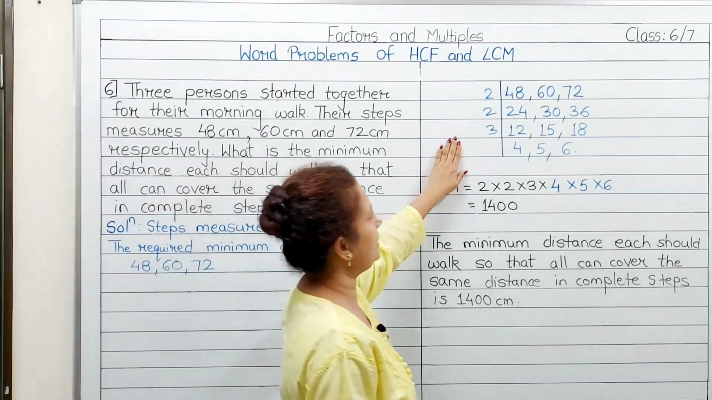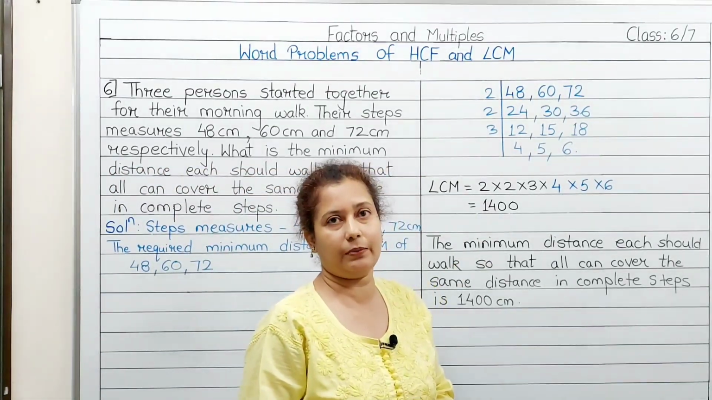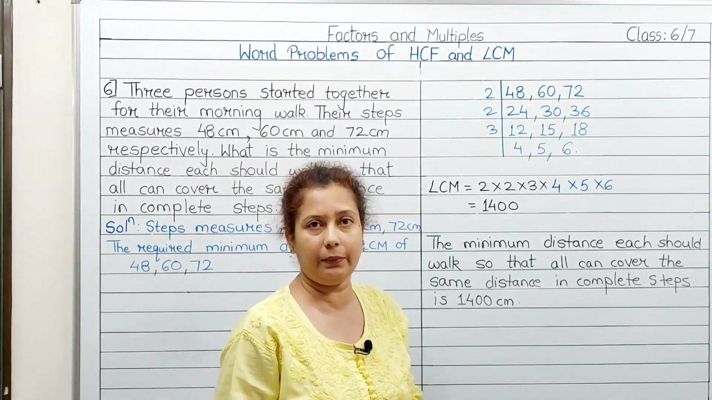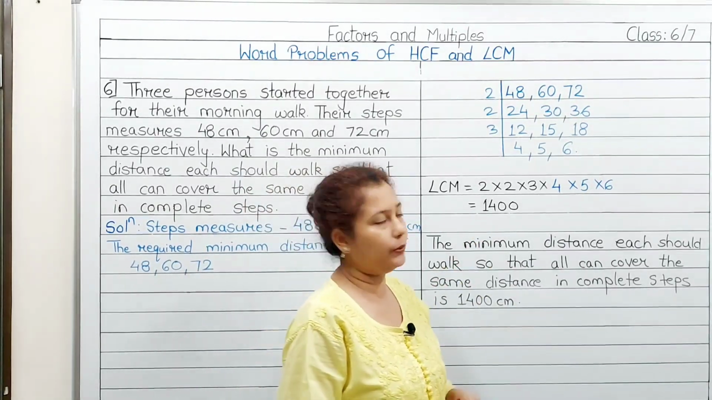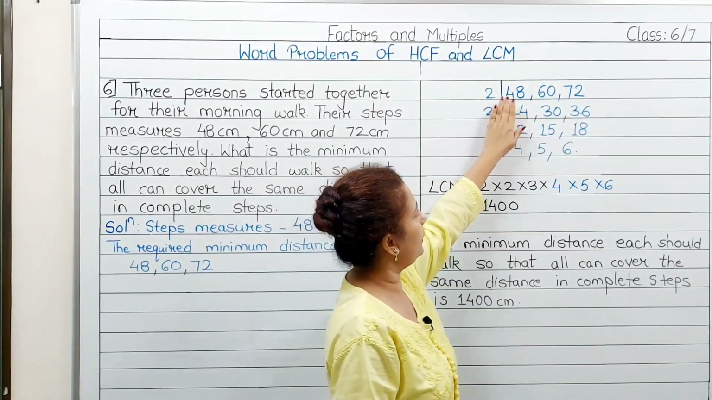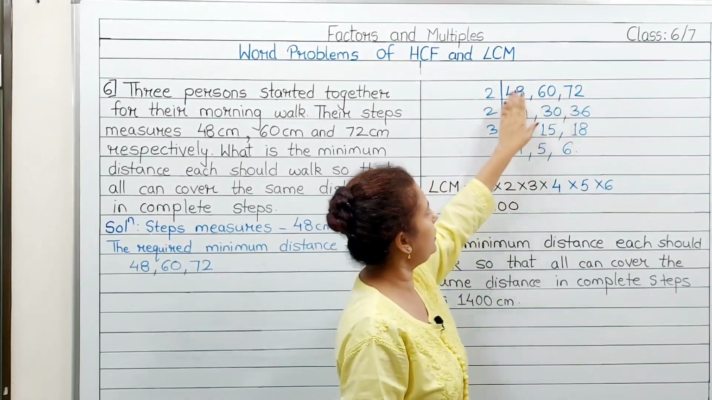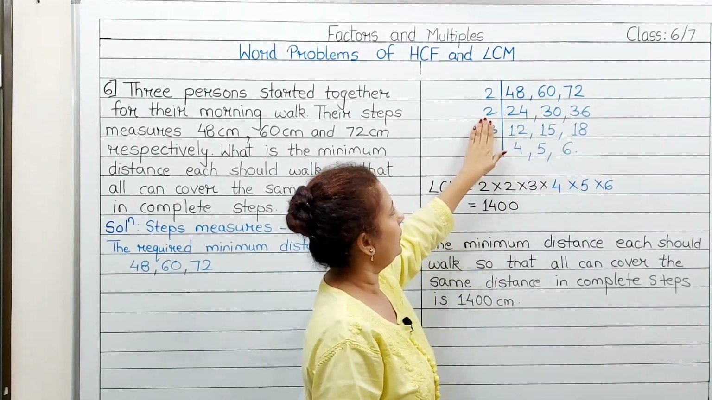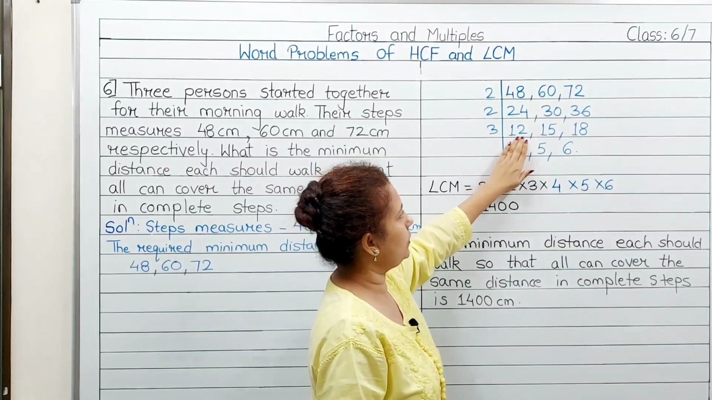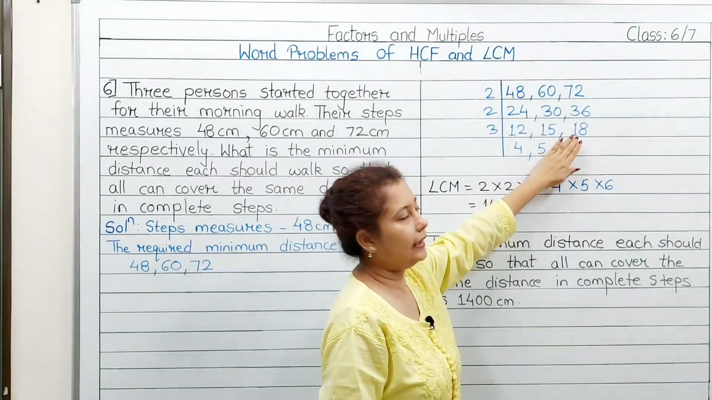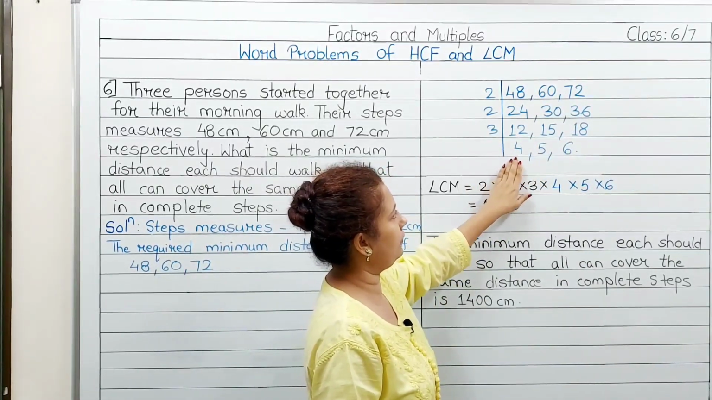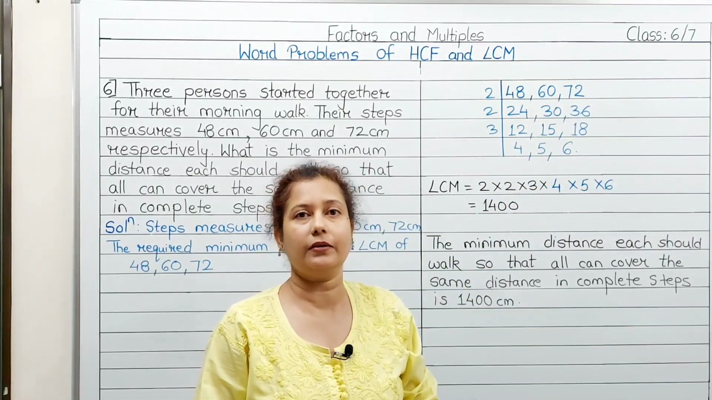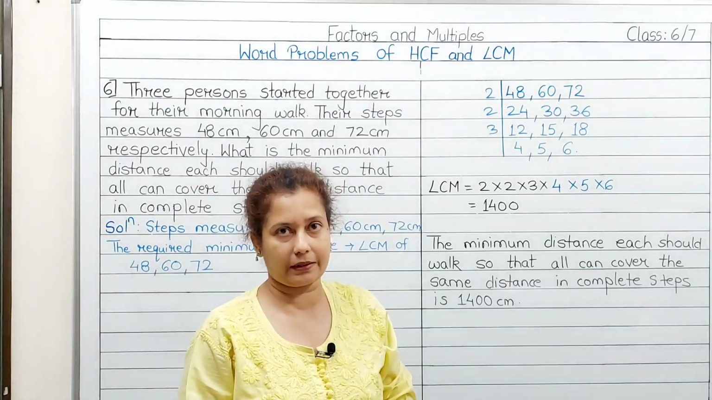Here we will find LCM by the common division method. Again remember that you can find LCM by any method which is convenient to you. So when we divide 48, 60 and 72 by 2 we get 24, 30, 36. This is divisible by 2 and we get 12, 15 and 18. Again this is divisible by 3 and we get 4, 5 and 6.